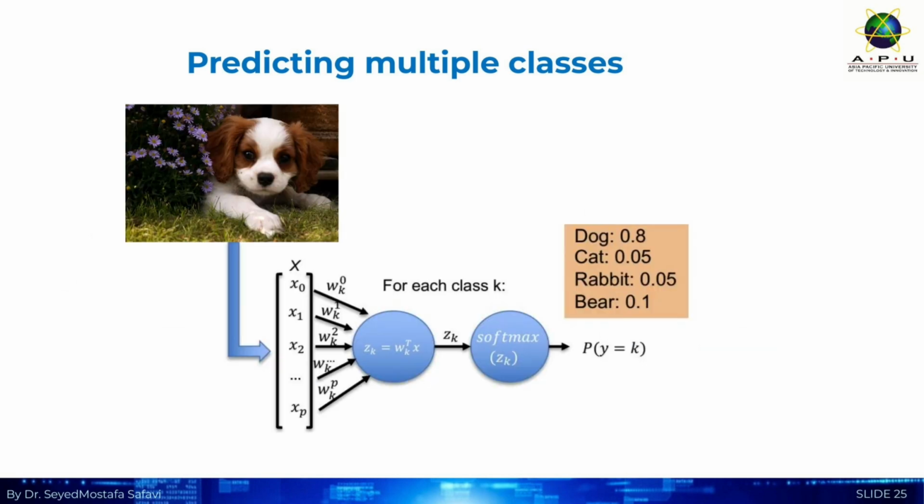The most common way is the one versus rest, OVR approach, where we train a separate logistic regression model for each class. So one model for cat versus not cat, one for dog versus not dog, and so on. We then pick the prediction with the highest probability. Logistic regression is versatile enough to handle both binary and multi-class problems.